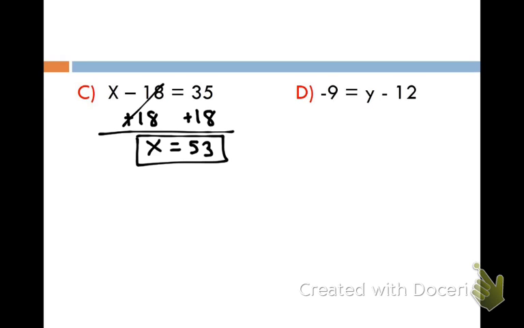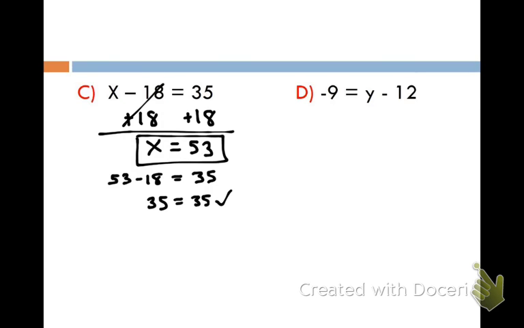What did you put for checking? 53 minus 18 equals 35. All right? And did it check out? You are correct. 35 does in fact equal 35. Nice work. Problem D says negative 9 equals y minus 12.